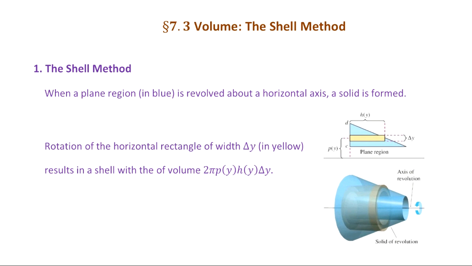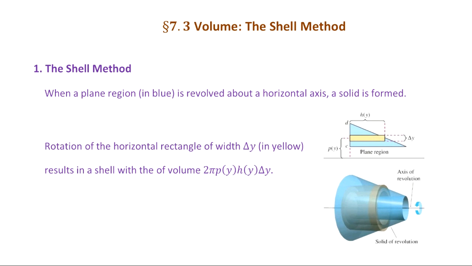If you rotate this rectangle about the horizontal axis, you get a shell, and then you cut the whole blue region into many rectangles, then you get a lot of rectangles, and if you rotate them, then you get a lot of shells. So then you add the volume of the shells to get the volume of the solid as an approximation. You can see the graph below. It also gives the shell inside the solid.